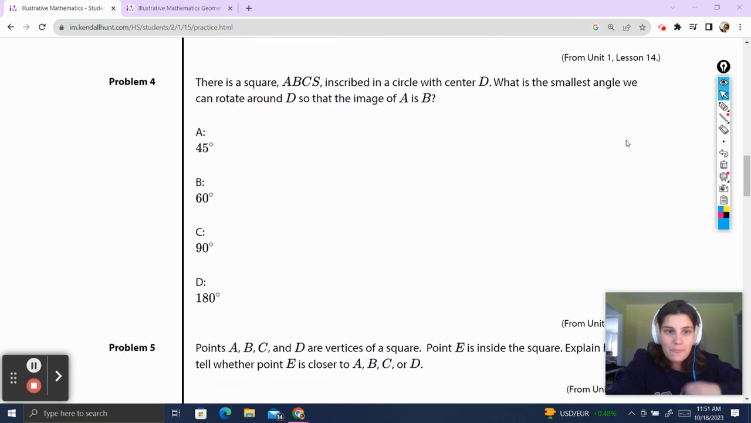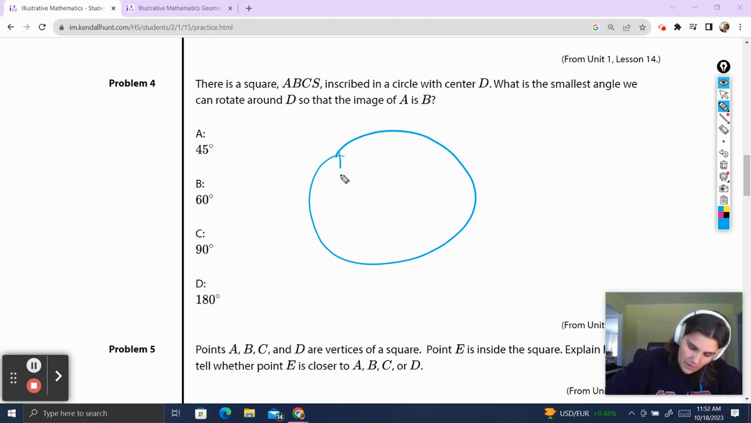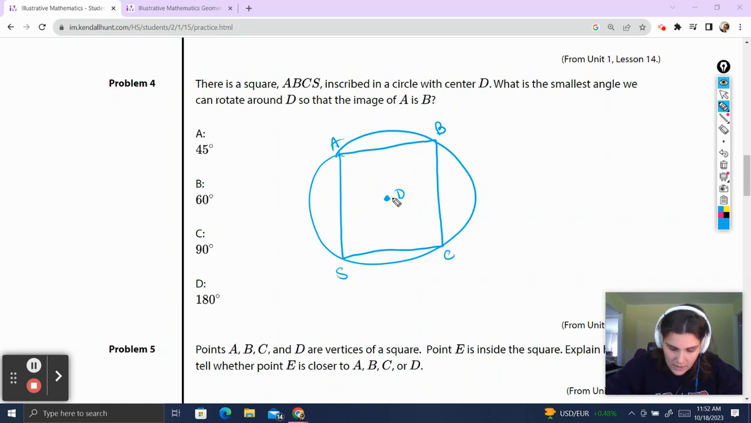Problem 4. There is a square, ABCS, inscribed in a circle with center D. So we have a circle. We have a square which is inscribed. The square is labeled ABCS. The center is D. What is the smallest angle we can rotate around D so the image of A is B? Well, there's an easy way to figure that out.